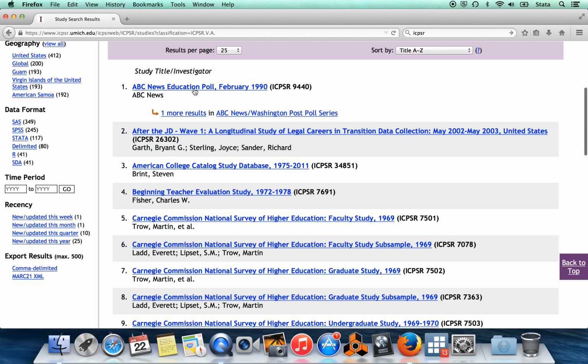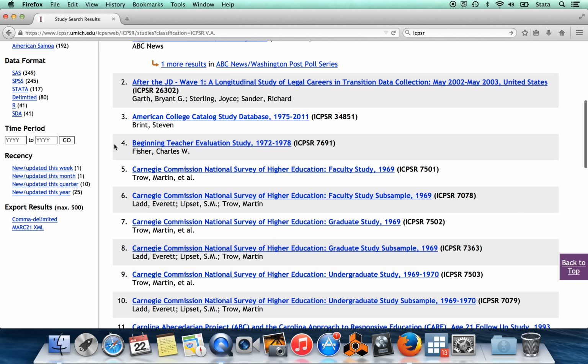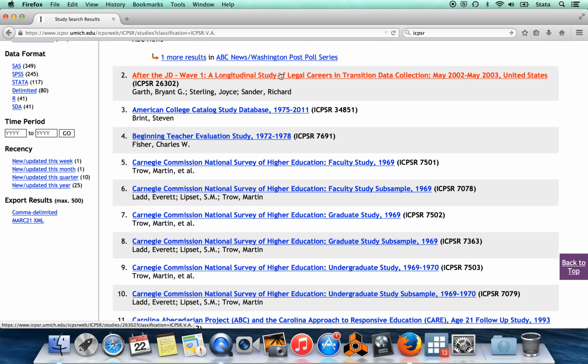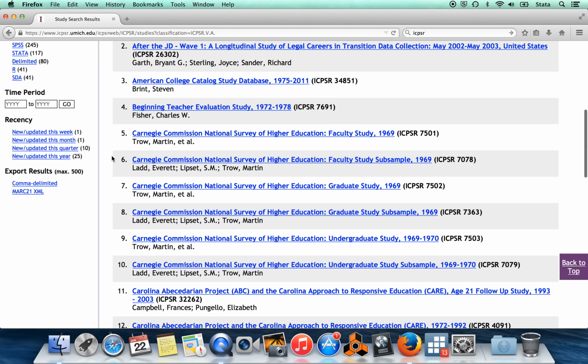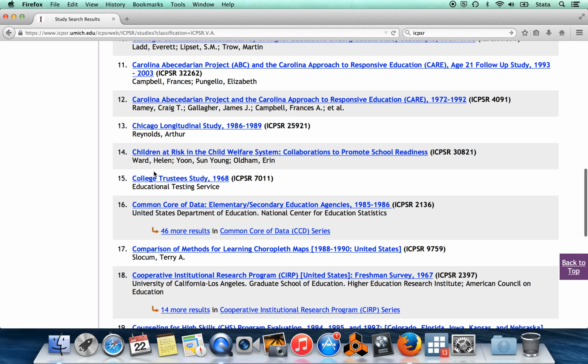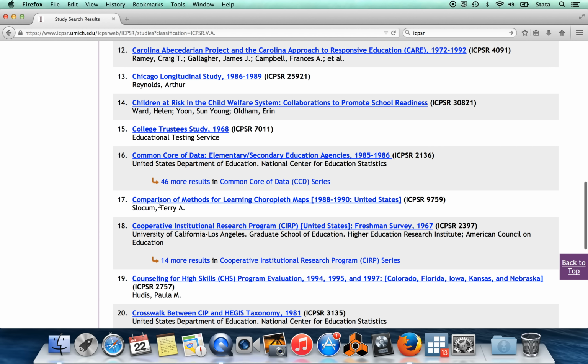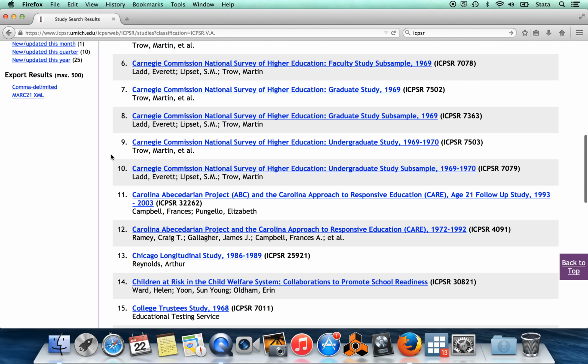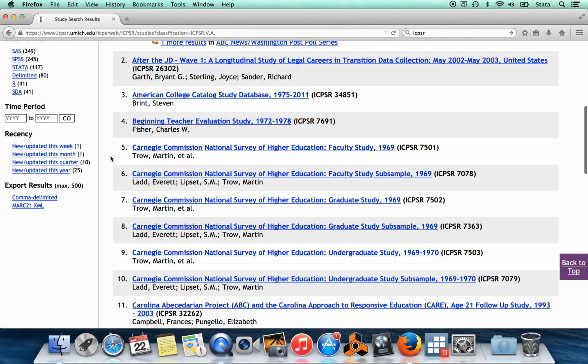And you can see the kinds of data that they have. So you see the first entry here is an education poll that was done by ABC News. They also have things like a longitudinal study of legal careers in transition. Down here we have a college trustees study. We have a comparison of methods for learning choropleth maps. So lots of really random things in here.